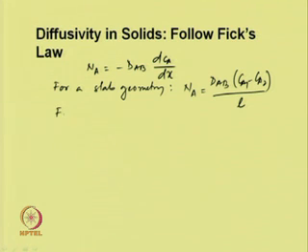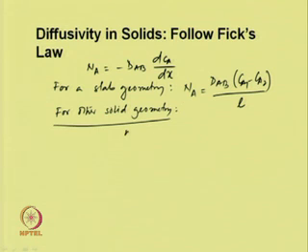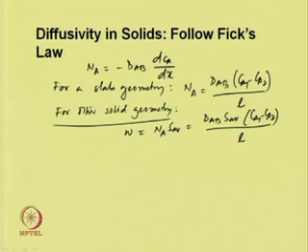For other solid geometry, we can write W will be N A S average, which is equal to D AB S average C A1 minus C A2 by L. S average is the average cross section for diffusion.